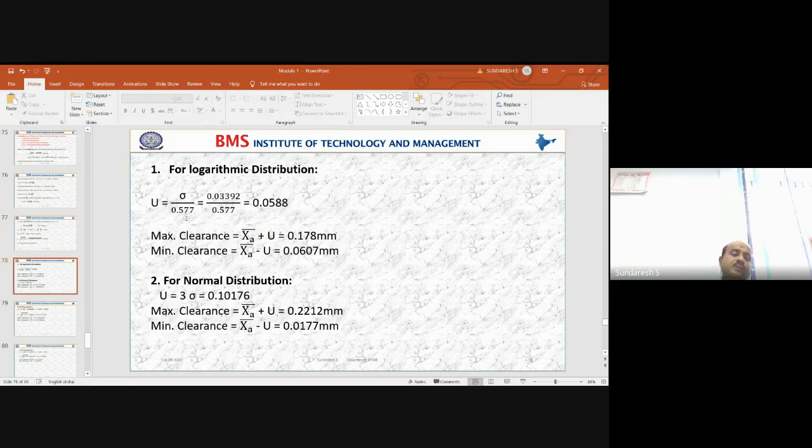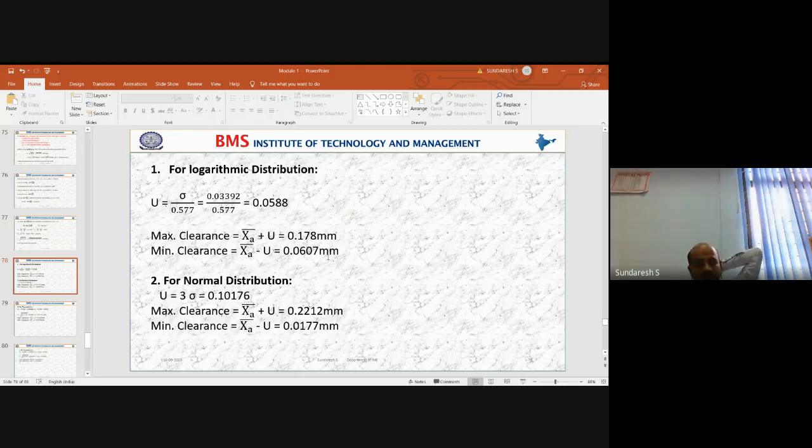Now you can calculate the maximum clearance and the minimum clearance here. So how do you calculate maximum clearance? XA bar plus U is equal to maximum clearance. XA bar minus U is the minimum clearance. This is for using logarithmic distribution.